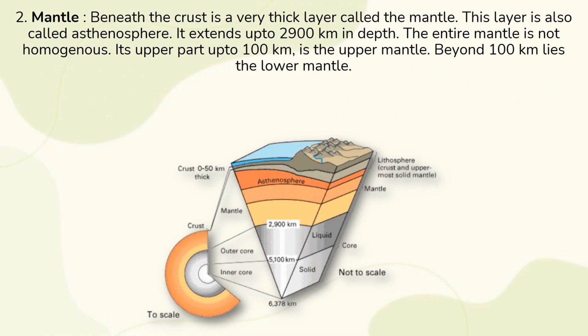2. Mantle. Beneath the crust is a very thick layer called the mantle. This layer is also called asthenosphere. It extends up to 2,900 kilometers in depth. The entire mantle is not homogeneous. Its upper part up to 100 kilometers is the upper mantle. Beyond 100 kilometers lies the lower mantle.